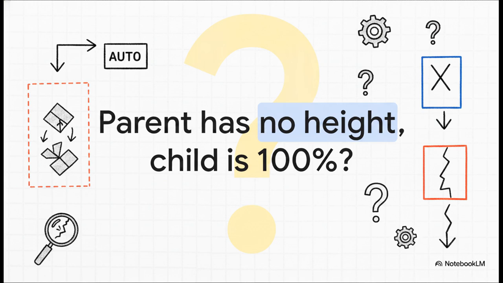Okay, last one, the ultimate senior-level gotcha. Let's say you tell a box to be 100% height, but its parent container has absolutely no defined height. What happens? Does it fill the whole screen or just throw an error? Actually, it completely collapses to auto, and that leaves us with a pretty terrifying final thought.